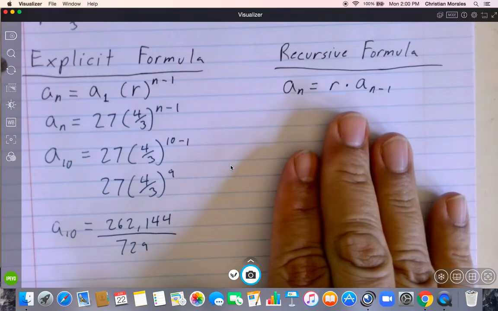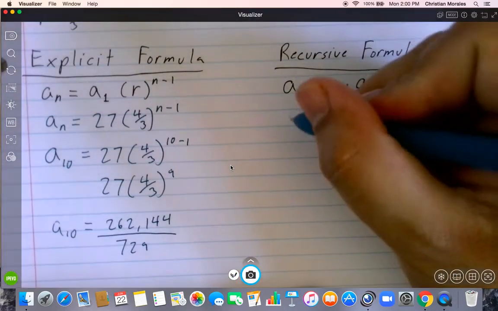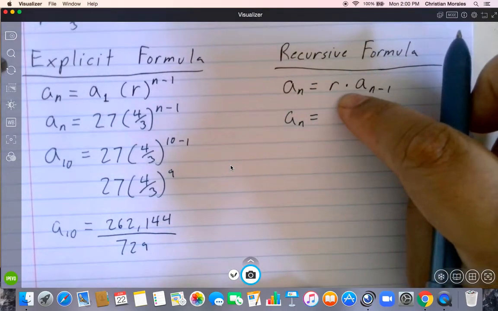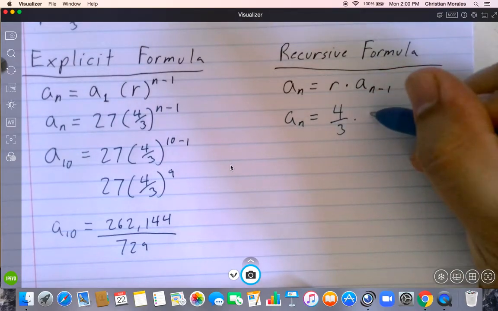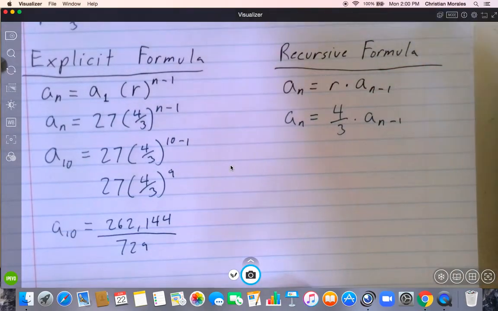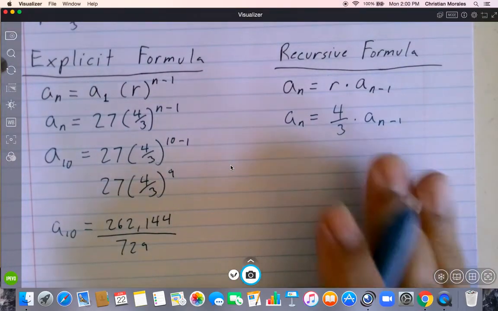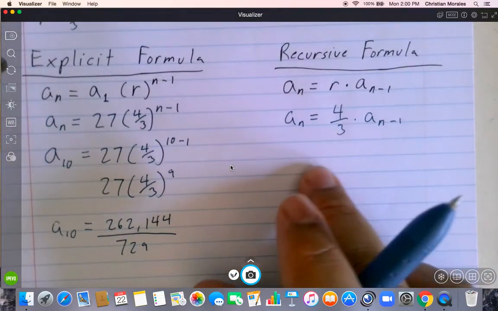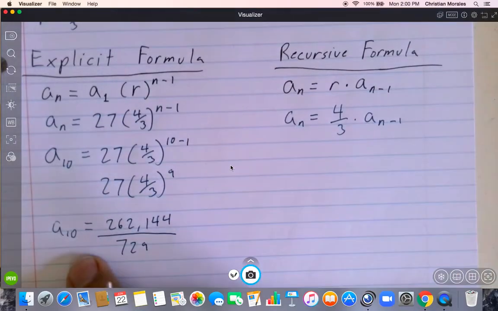Now, the recursive is different. The recursive only needs one number. What was the common ratio? 4/3. And that's it. I know, right? This one seems really easy. And it is, because it only does one thing. This formula only lets you find the next one in the sequence. Like, I couldn't plug in 10 the way I plugged in 10 here.